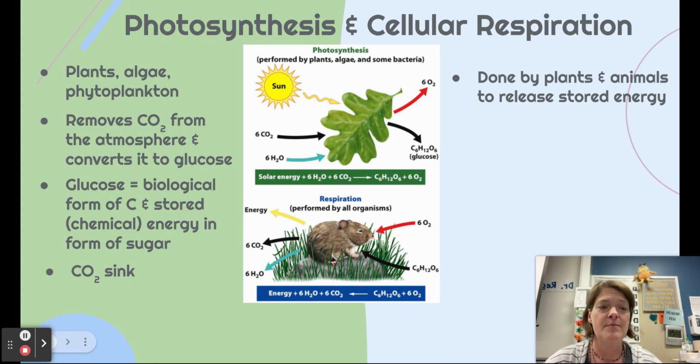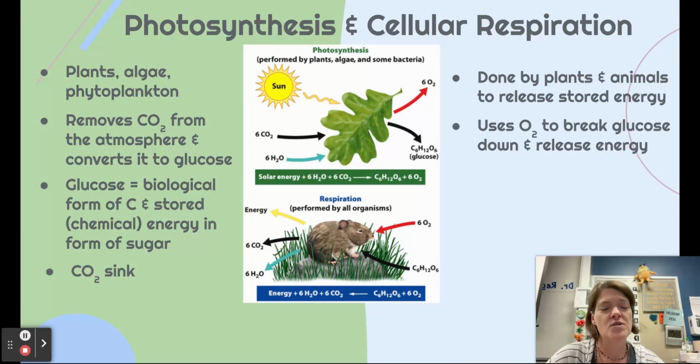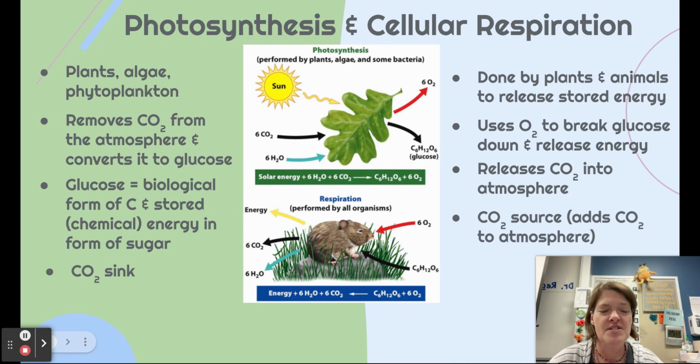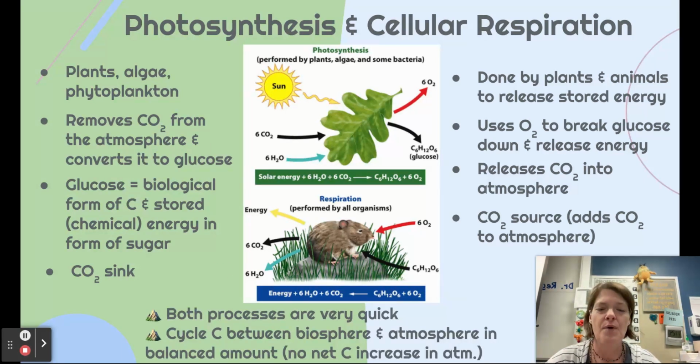All right, respiration is done by plants and animals. It uses O2, or oxygen, to break glucose down and release energy in the form of ATP. It releases CO2 into the atmosphere, so it's a CO2 source. It adds CO2 to the atmosphere. Both processes are very quick. They happen all the time, every time you breathe in and out, and actually all of your cells are going through respiration right now. It also cycles carbon between the biosphere and the atmosphere. Biosphere, we learned in 1.1, is where all life is on the planet. And the atmosphere is the air above us.